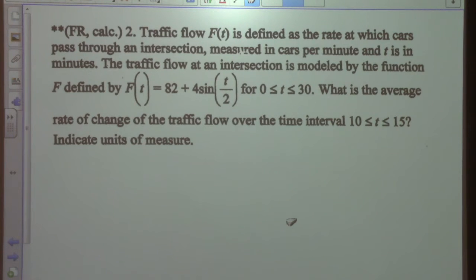All right. Now for the next one here, this next one is a calculator one. I want you to do this with a calculator. Make sure your calculator is set in radians.